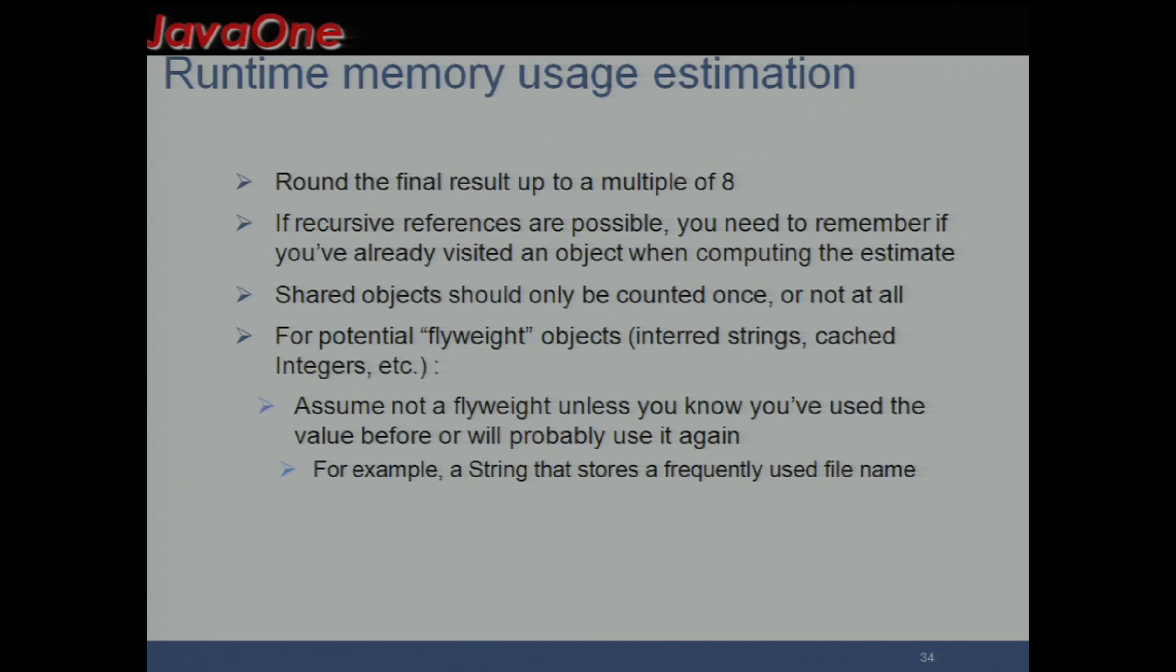If you've got any shared objects, something that's just used by all your objects, you should just count it once or not at all. It may just be insignificant probably. Flyweight objects such as interned strings, cached integers, and so forth. Unless you're sure that it's really going to be interned, or the JVM is going to treat it as a flyweight, it's probably best to just assume it's not. But if you're sure, like it's a frequently used file name, for example, something you know that you've used before, then go ahead, sure, treat it as a flyweight.